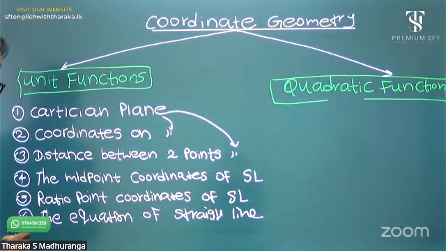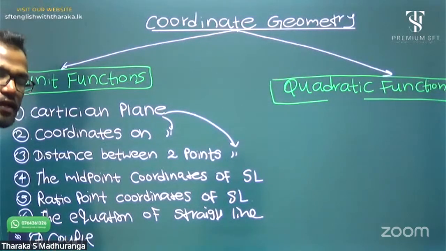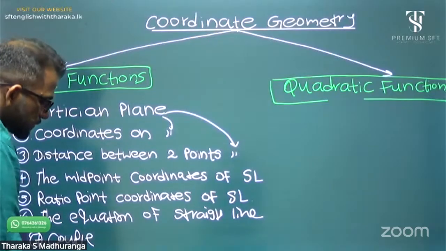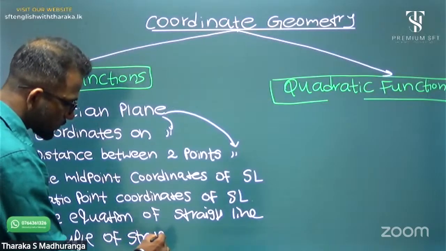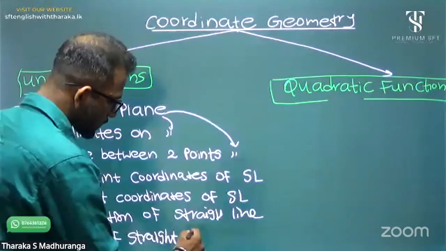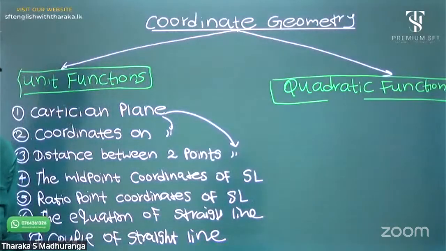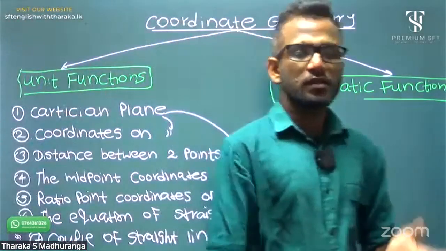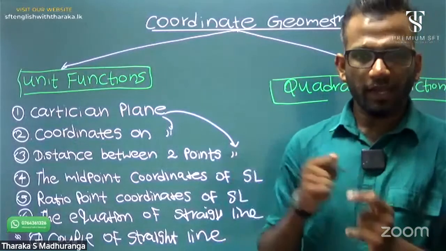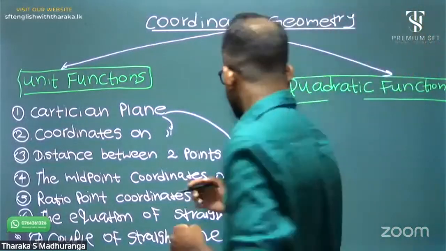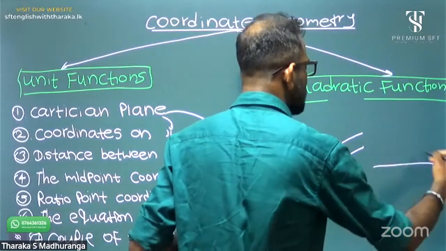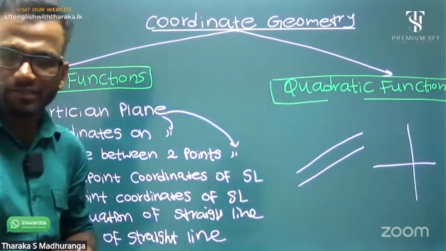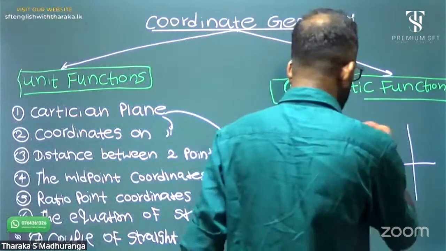Okay, final one, seventh topic, couple of straight lines. What's the meaning of couple? Couples mean two straight lines. Mainly two couples: parallel couple of straight lines and perpendicular couple of straight lines. Okay. In lesson we can discuss.